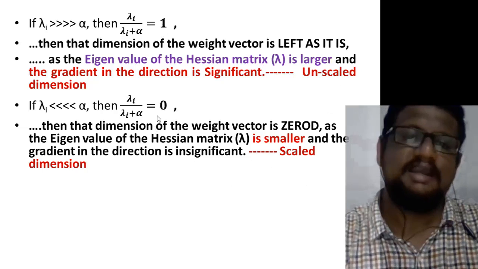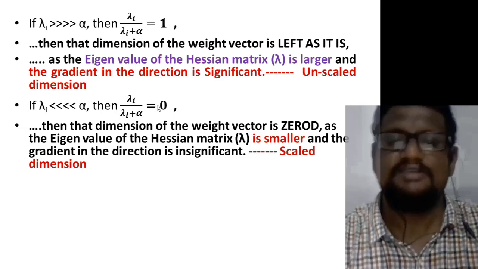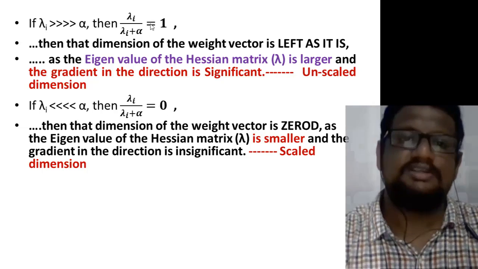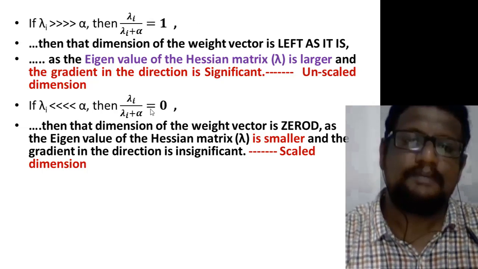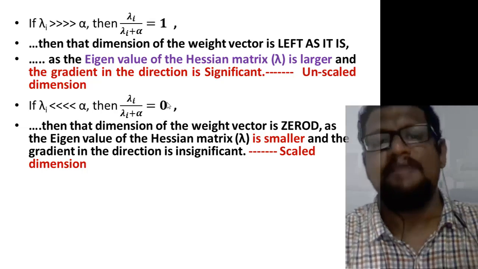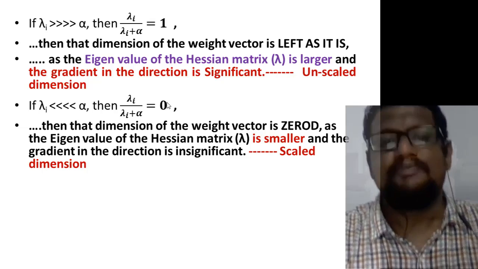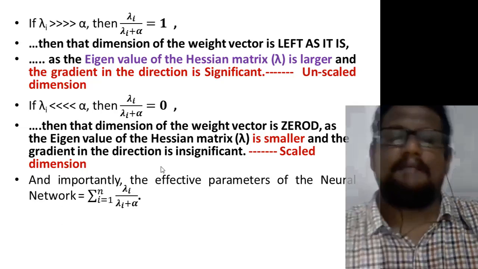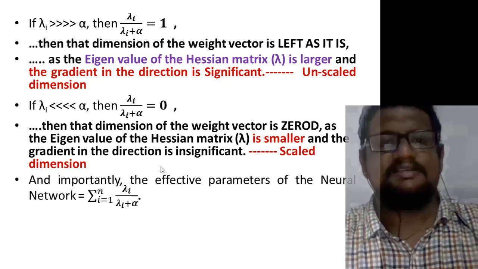Why is this called a scaled direction? Because we are multiplying by 0 and offsetting that weight to approximately 0. So this factor is approximately equal to 1 and this is approximately equal to 0. So it is approximately brought down to 0. The insignificant directions are almost nullified. That is the outcome of this hyperparameter that is added as a penalty term.